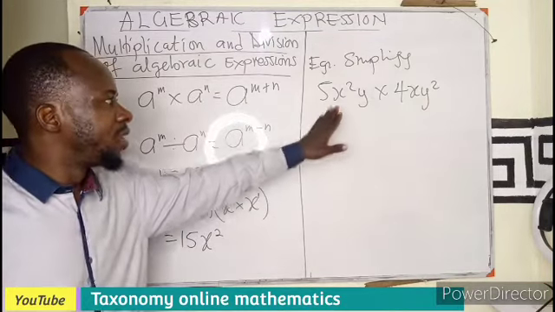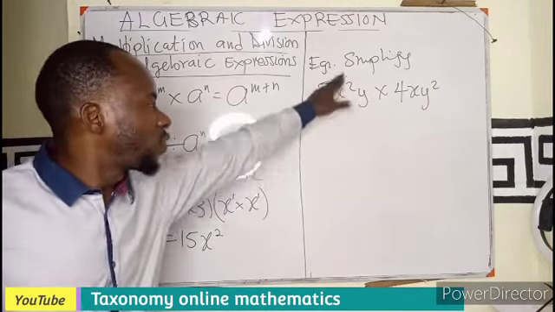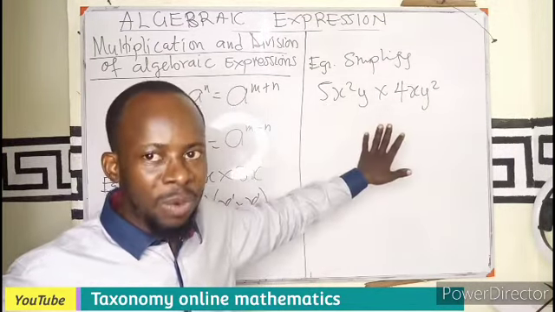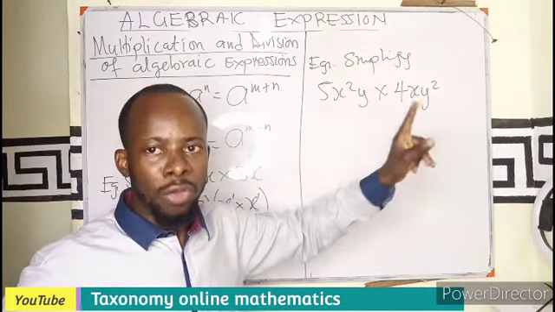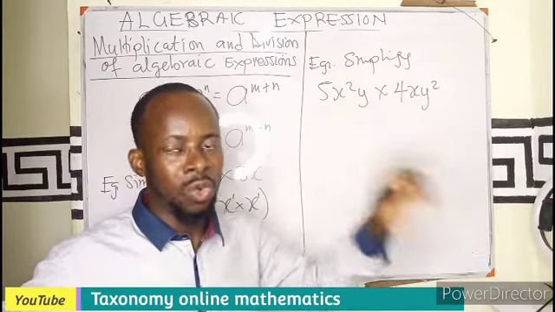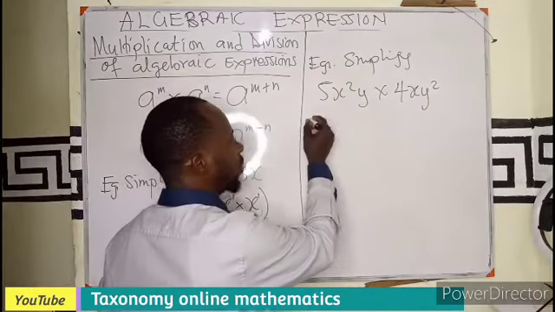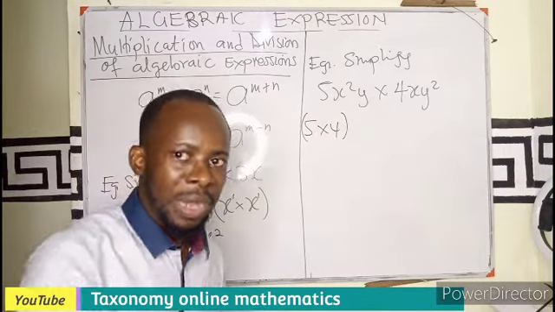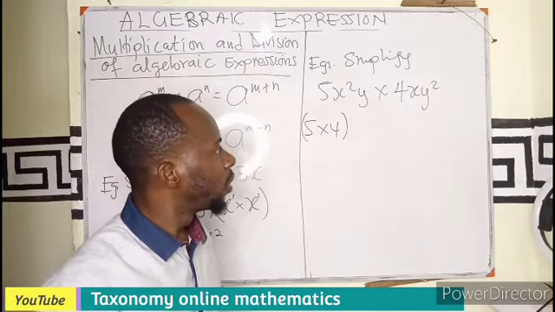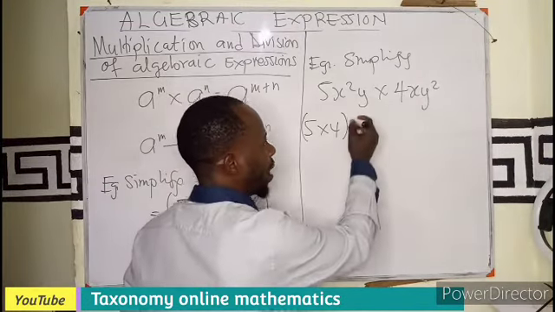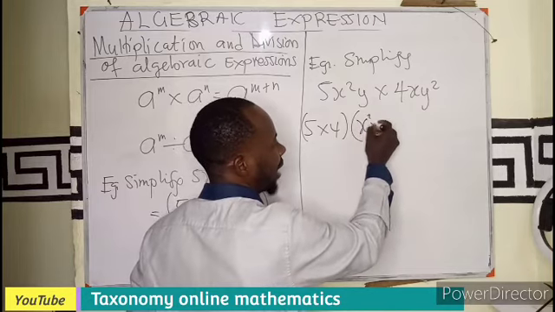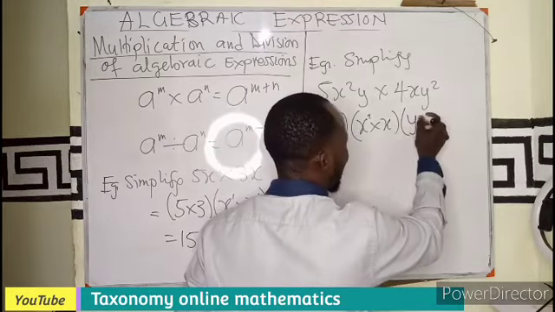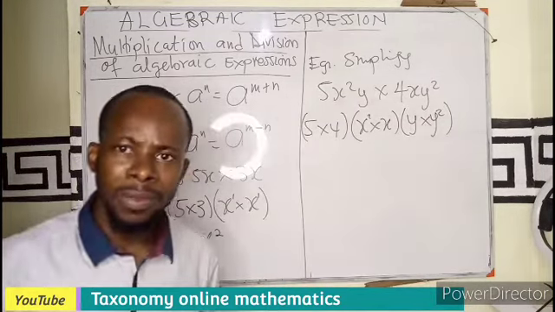So if I have example 2, if I'm asked to simplify 5x squared y times 4x y squared, you can see that this is just one term because of the multiplication, no addition or subtraction. I am going to multiply 5 by 4 as the constant. I'm doing it step by step, but you can still do it from the mind directly. So this is going to be 5 times 4 in one bracket, then x squared times x in another bracket, then y times y squared.